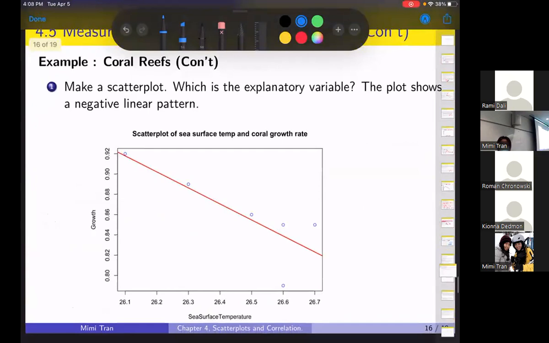Here is the scatter plot for sea surface temperature versus coral growth rate. What kind of direction do we see here? Yeah, decrease. Thank you, Dan. So if it decreased, what kind of value do you expect your correlation coefficient R to be? Negative, right? So your answer should be some negative. The explanatory variable is sea surface temperature, which we were talking about in the beginning.